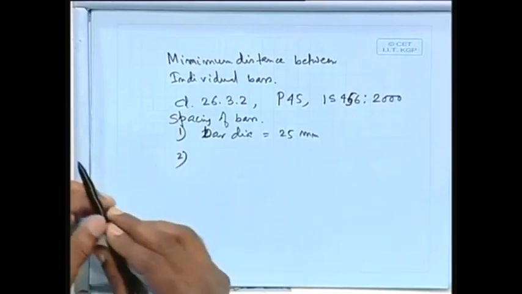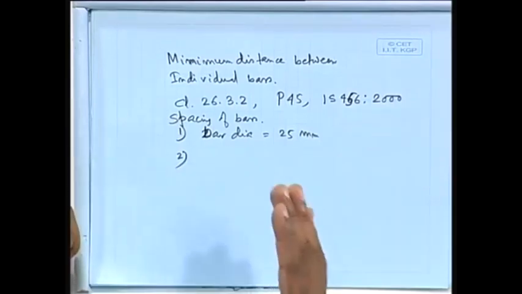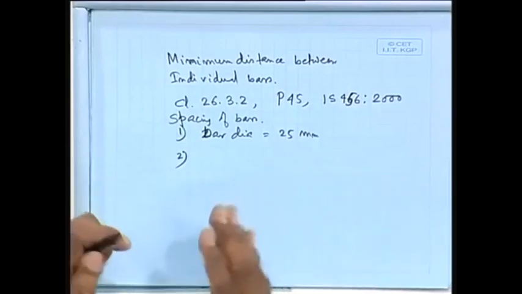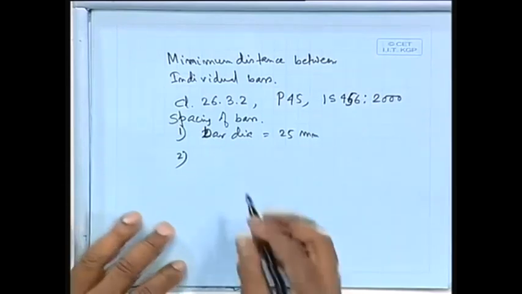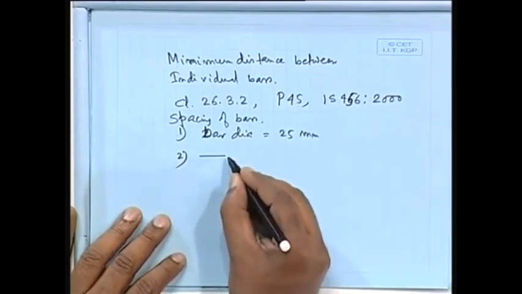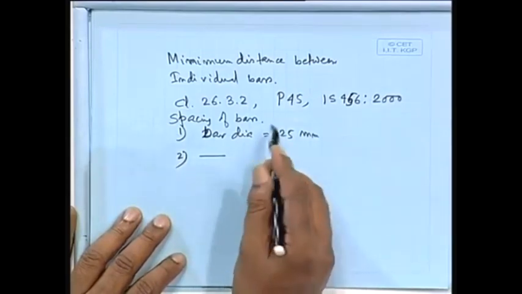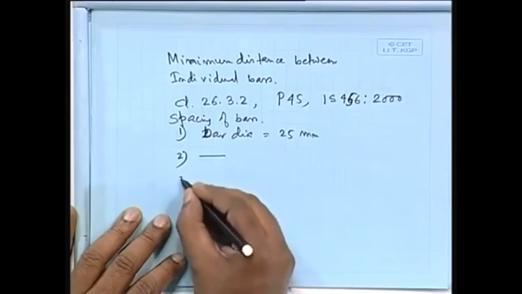Number 2, the diameter of the larger bar if the diameters are unequal. Sometimes we provide say 16 millimeter, 12 millimeter, 20 millimeter, 25 millimeter. If all the bars are not of equal diameter, then we have to take the larger one. But anyway, that case does not arise here, because we are providing that 25 millimeter one.